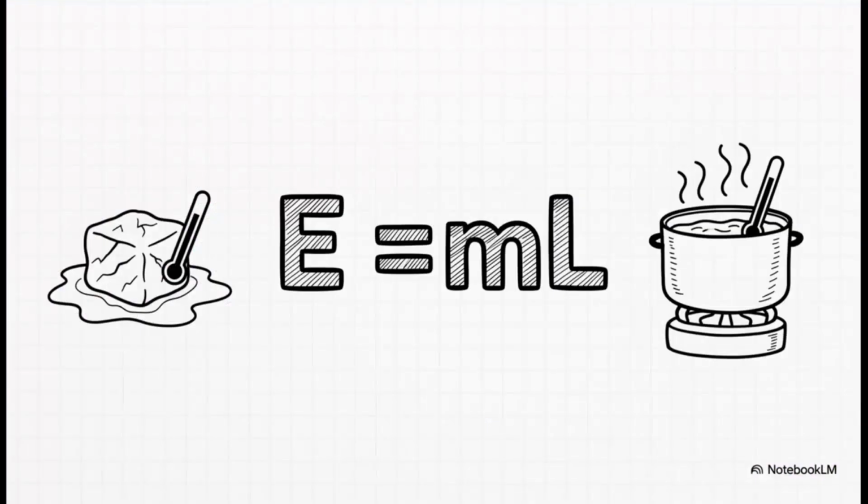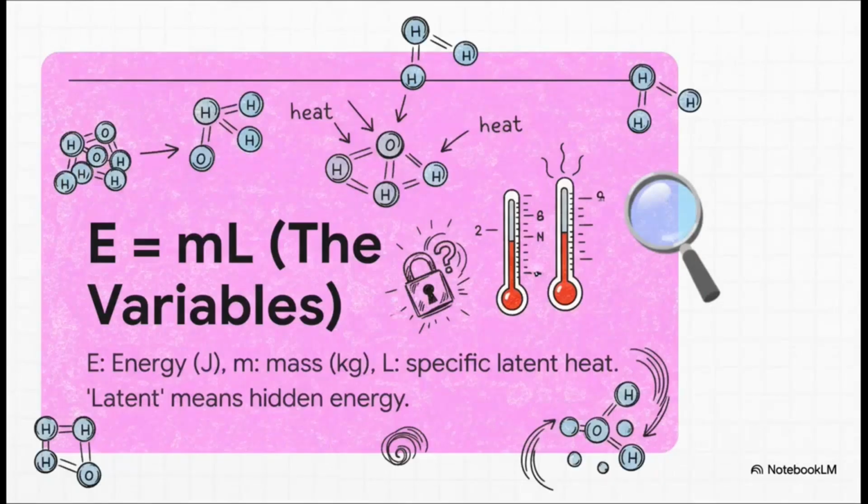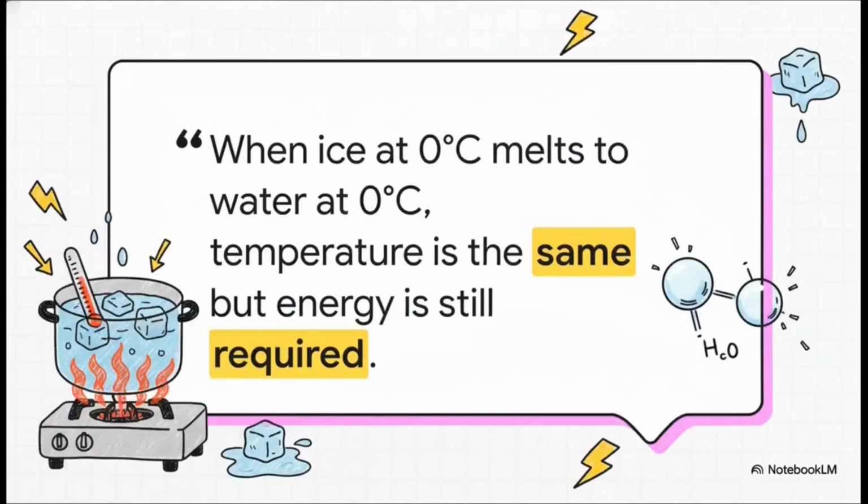And the equation is just beautiful and simple. E = mL. This is the latent heat equation. So again, E is energy and m is mass. But L stands for specific latent heat. Now the word latent literally means hidden, and that's the perfect way to describe this. This is the hidden energy you have to pump in just to break those molecular bonds and change the state, all while the temperature stays completely, totally constant. This just nails the whole concept, right?